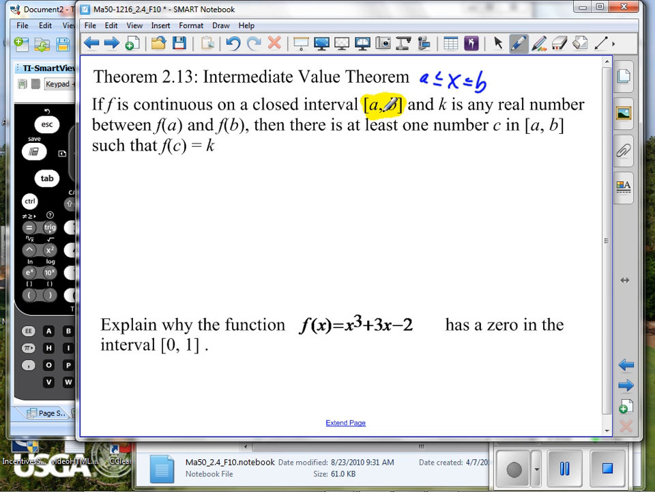Oh, be careful. The function is continuous on the closed interval. Input or output? Input. Okay? And k is any real number between f of a and f of b. What is k? Input or output? Read that again. K is any real number between f of a and f of b. It is an output, yes. Just like f of a is an output, f of b is an output. Those are output values.